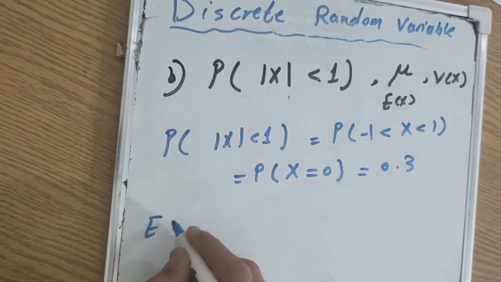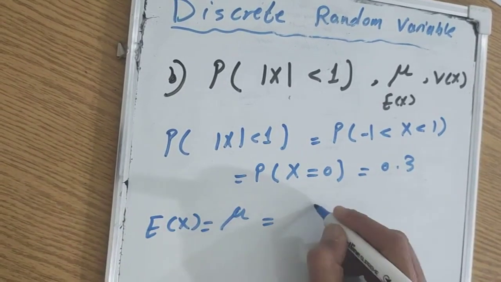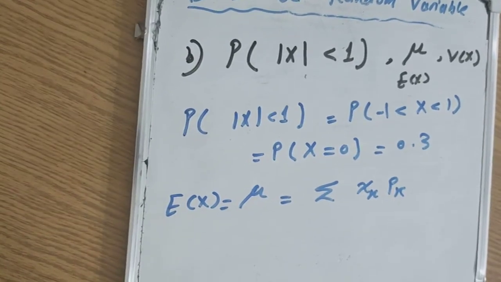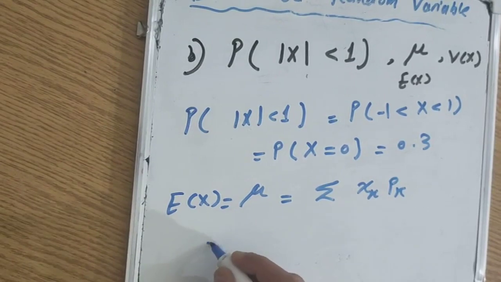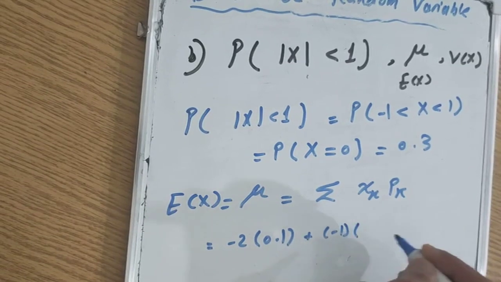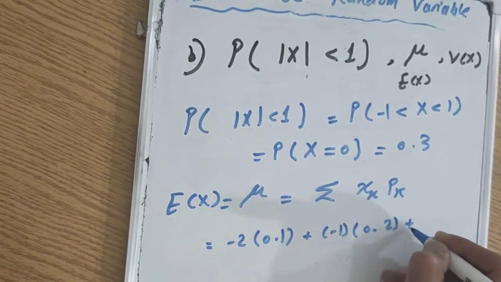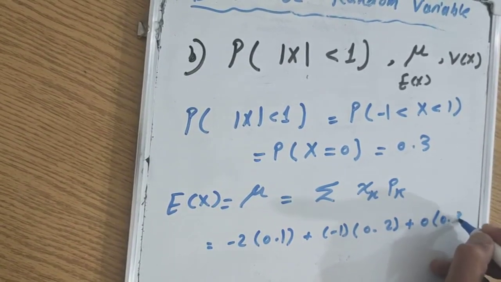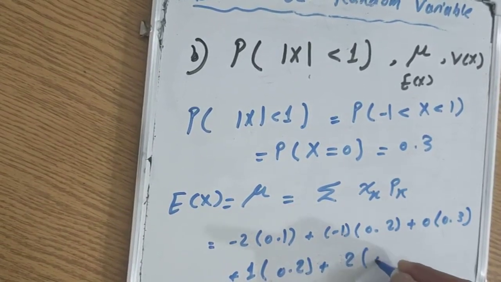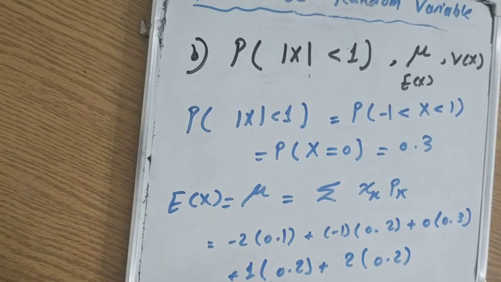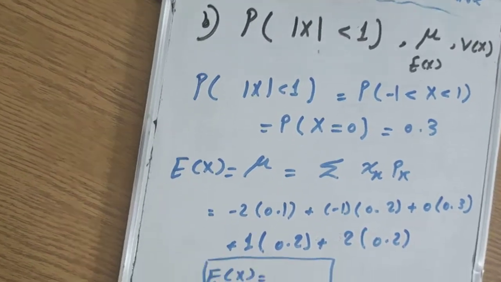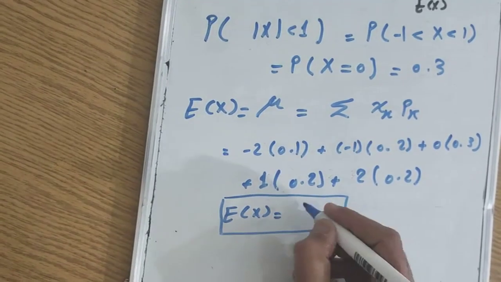And to calculate the expected value of x, or mu, it is the average value of x weighted with its probability. So it is equal to -2 times its probability 0.1, plus -1 times the probability 0.2, plus 0 times its probability 0.3, plus 1 times its probability, which is 0.2, plus 2 times the probability, which is 0.2. So the expected value will be equal to 0.2.